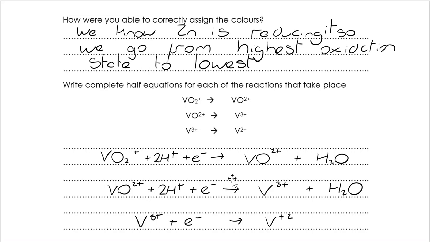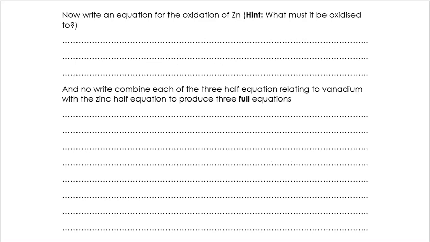And you can see that all of these are reduction. The oxidation state is being reduced for vanadium each time, and we know that zinc is being oxidised. So with all of that in mind, now let's have a think about what the half equation for zinc would look like, and then combining those half equations.